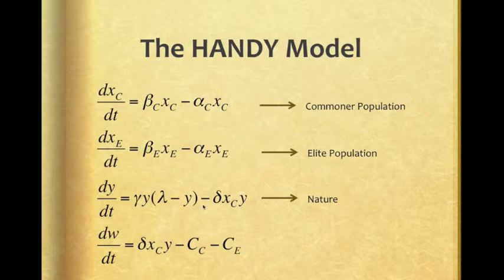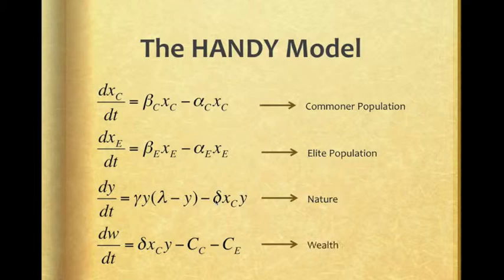So that's the value of lambda. And then it's got consumption of nature. Consumption is driven by, you can see here, the commoners are the ones that consume nature. So the elites don't consume nature directly. Okay, and that's an important factor in this model. And that consumption is driven by a consumption rate delta.